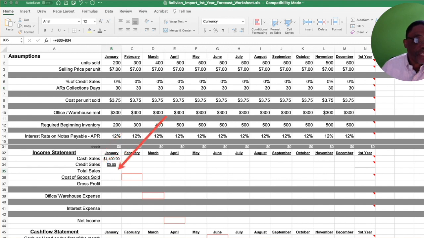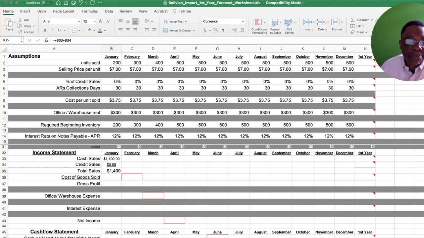So total sales will appear in cell B35, and the formula for cell B35 is B33 plus B34. In other words, we just add the cash sales and the credit sales to get total sales. So I'll populate that cell now. And as you can see, our total sales are $1,400 for January.